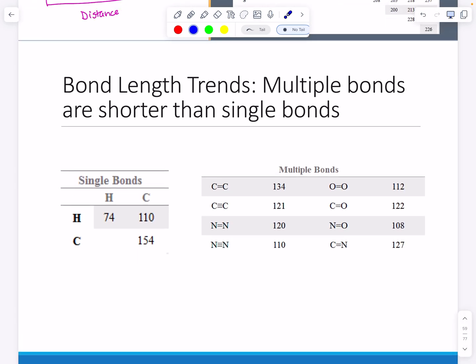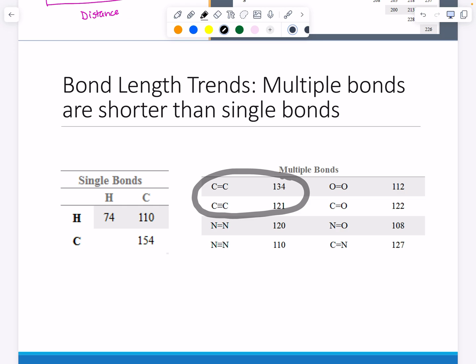So we've discussed this trend: multiple bonds are going to be shorter than single bonds. If we just look at a carbon-carbon double bond versus a carbon-carbon triple bond, you see they get shorter. Think of every bond as something that's holding and pulling two atoms together, and the more you pull and hold the two atoms together, the closer they're going to be drawn to one another.